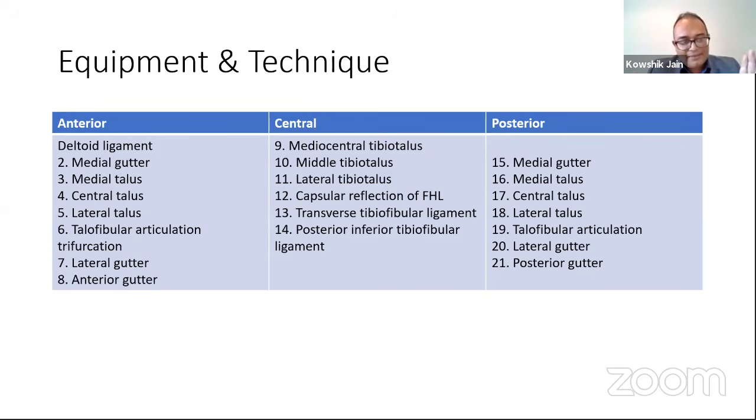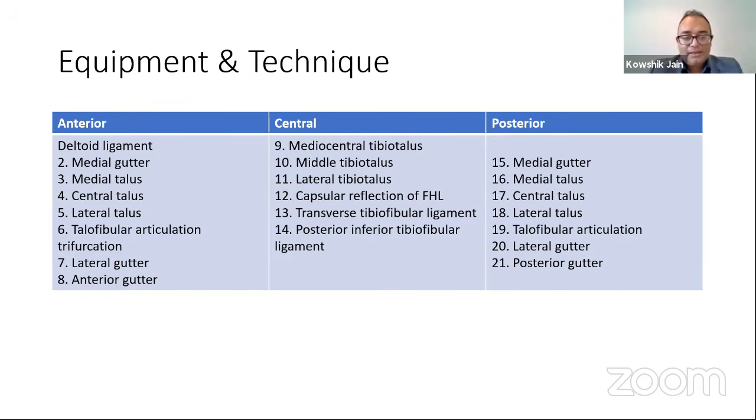So Ferkel divides your anterior arthroscopy into three different parts: anterior, central, and posterior. The anterior part is about the anterior third of the talus and anterior third of the ankle joint. Middle third is the central part, and posterior third is the posterior part. In the anterior third, you visualize the deltoid ligament, the medial gutter. Then you have the anterior third of the talus. He divides that into three different parts: the medial, central, and lateral. And the talofibular articulation, which is on the lateral side, the lateral gutter, and the anterior gutter. The anterior gutter is the one which is anterior to the tibiotalar articulation.